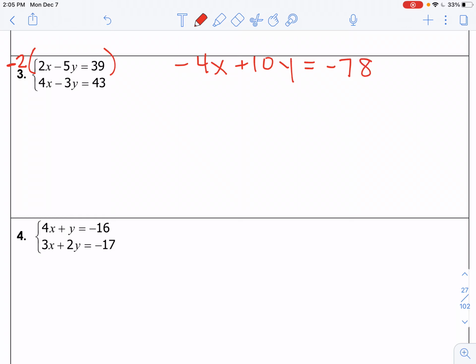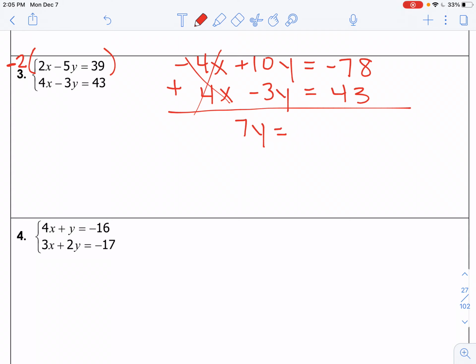Now, just rewrite the second equation as is. Now, since I'm eliminating the x terms, one is negative, one is positive, those are opposites, I can add them together. So a negative 4 plus a positive 4 eliminates. 10 plus negative 3 is 7y. Negative 78 plus 43 is going to give me a negative 35. Divide by 7. y equals negative 5.